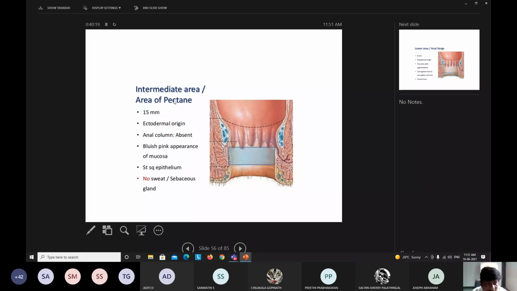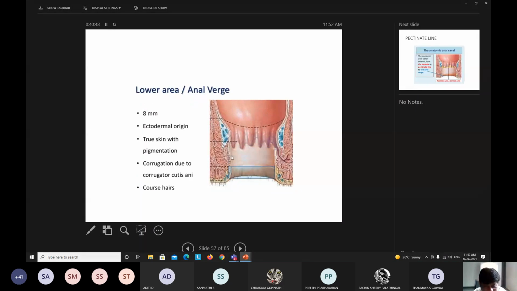Intermediate area. So this is the area of the pecten. It is 15 millimeters long, ectodermal in origin. Anal columns are absent. Bluish pink in appearance because of the internal venous plexus, which makes the bluish pink appearance of the mucosa. Lining epithelium is stratified squamous non-keratinized epithelium. There are no sweat glands and sebaceous glands at this point. This is the intermediate area.